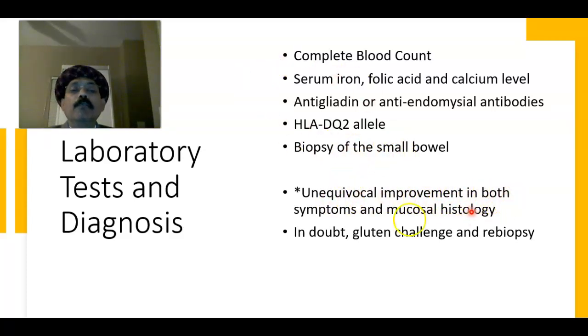There is unequivocal improvement in both symptoms and mucosal histology by avoiding gluten in the diet. So if a person doesn't take gluten, then his histology will normalize and symptoms will decrease. In doubt, gluten challenge and rebiopsy is a way to diagnose celiac sprue or gluten enteropathy.